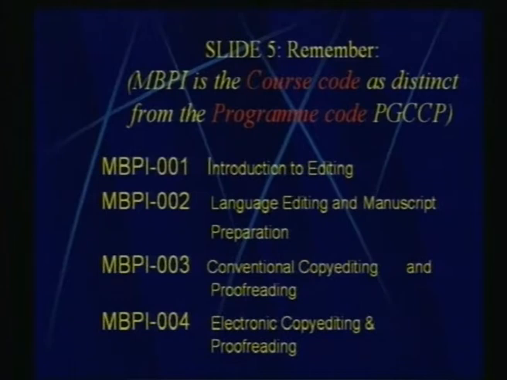The PG certificate in copy editing and proofreading has the following 4 courses. The 4 courses are MBPI 001, Introduction to Editing, which is what we shall be taking up in detail today. In the next transmission we shall look at MBPI 002, which deals with language editing and manuscript preparation. The third one deals with conventional copy editing and proofreading, and the fourth one, MBPI 004, looks at electronic copy editing and proofreading. Now the first course has 3 blocks.